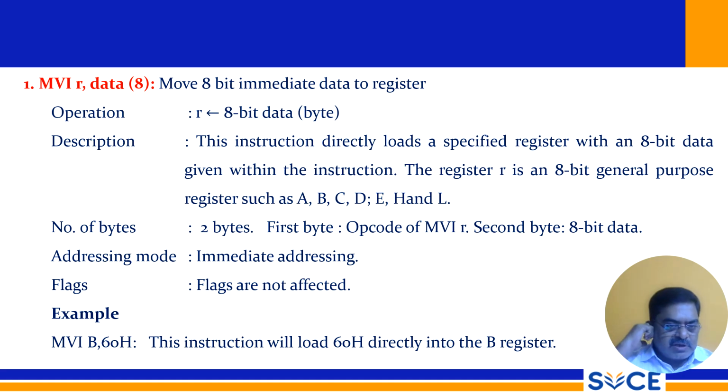So the first one is MOV immediate, MVI R, data. We have already seen MVI R, data in the earlier topic on addressing modes. It moves 8-bit immediate data to a register. So the operation is 8-bit data to register, from right-hand side to left-hand side. In almost all instructions, the data flows from right-hand side to left-hand side. Please remember that. So this data is stored in R.